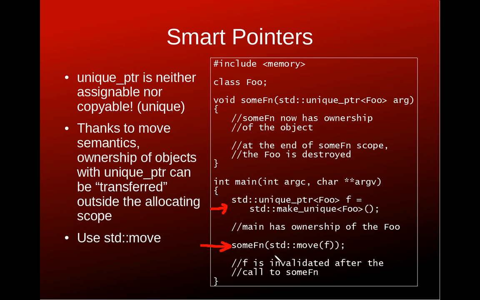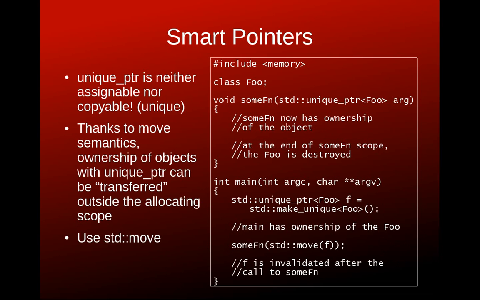So what we can do, however, is we can call std::move, and std::move will turn f into an rvalue, which will then select the move constructor of unique pointer, and that will move construct arg using f. So f will actually be invalidated. It will no longer be valid after the call to sum_fn. Okay, but during sum_fn, arg will have ownership of the foo object that we created in main. So we essentially transferred ownership, and we now have access to that object that we allocated in main, but we would like to use in sum_fn.